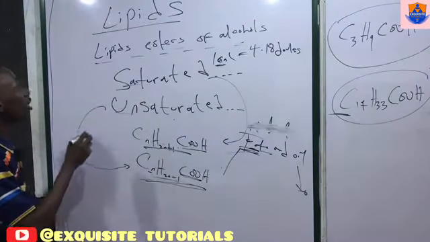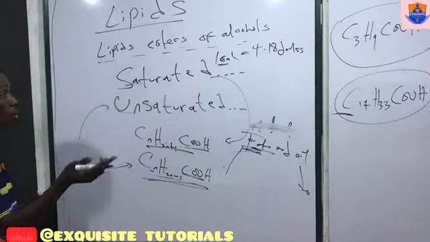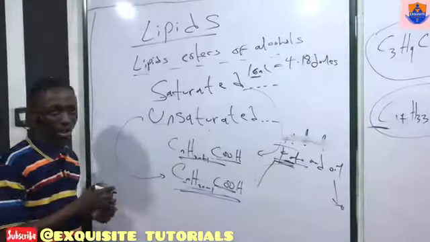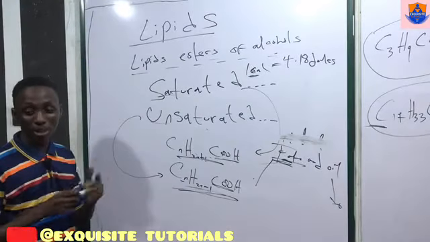So that is basically it for lipids, where I said lipids are esters of alcohol, then saturated and unsaturated. That is basically everything on lipids.